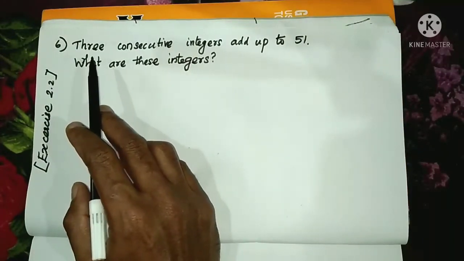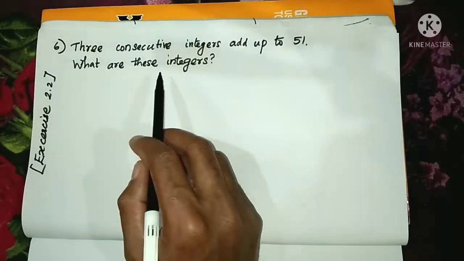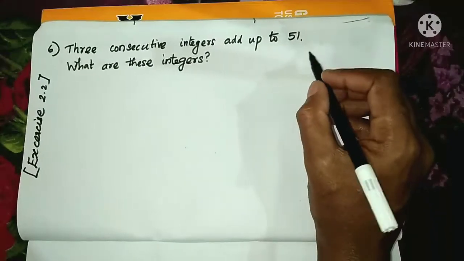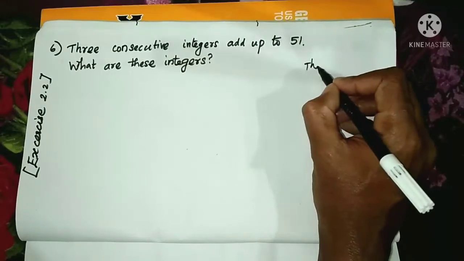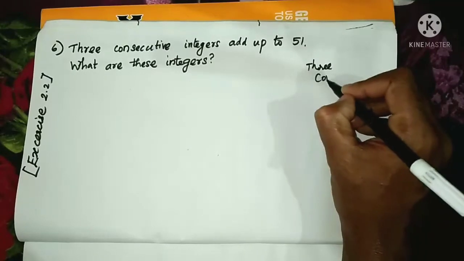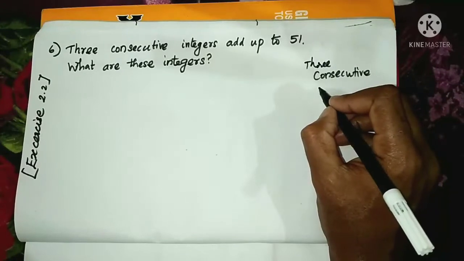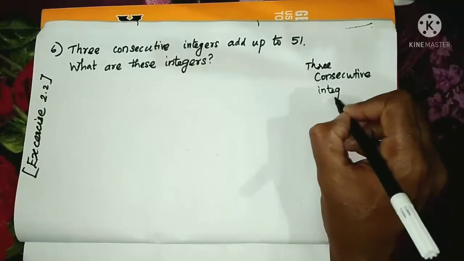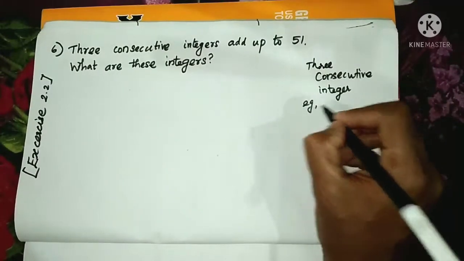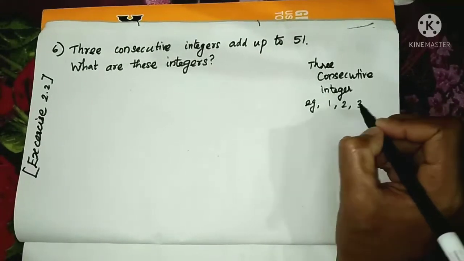The question is: three consecutive integers add up to 51. What are these integers? Let us first understand what is meant by consecutive numbers. We are talking about three consecutive integers. Integers can be positive or negative. For example, we are taking positive integers, multiples of 1.